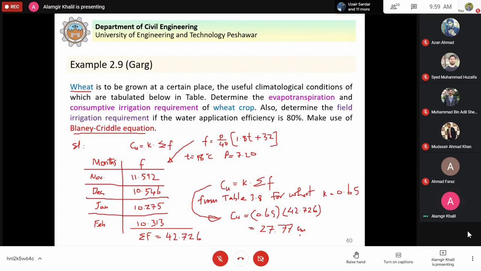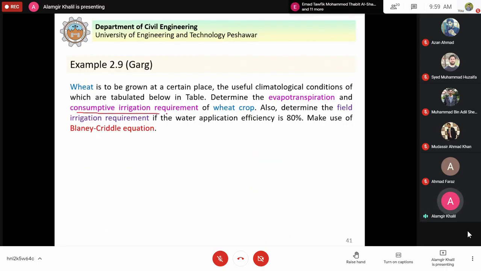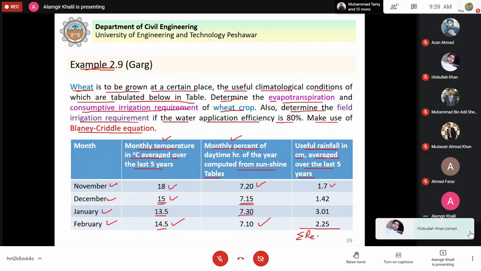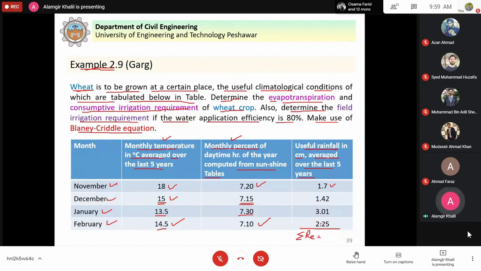Clear? Now after this, we need to calculate the consumptive irrigation requirement. The consumptive irrigation requirement, that is CIR, is actually equal to Cu, the consumptive use, minus the effective rainfall. So for this we need to calculate the effective rainfall for the 4 months. Here we just need to add up all these values, which gives 8.38 centimeter.